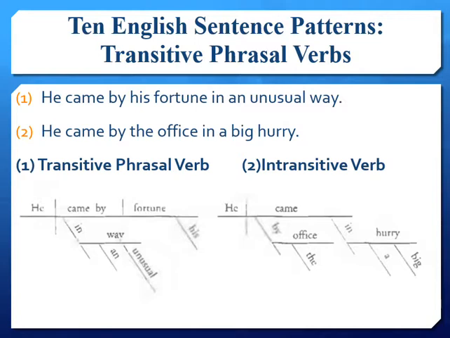The phrasal verb came by has the unpredictable meaning acquired in sentence 1, whereas the preposition by answers from where the subject he came in sentence 2.